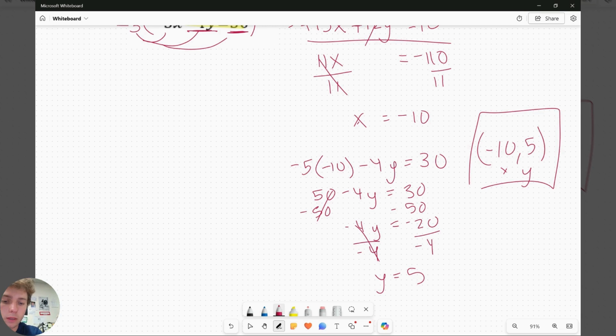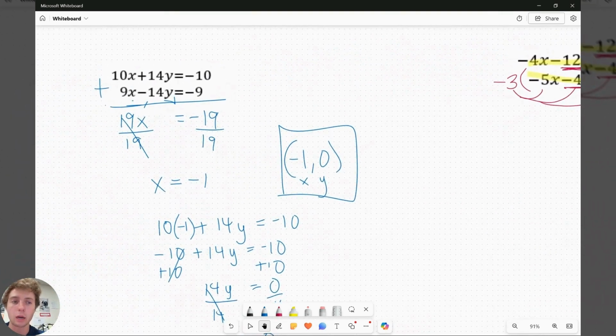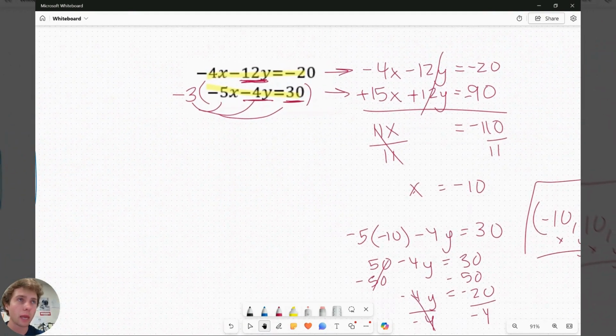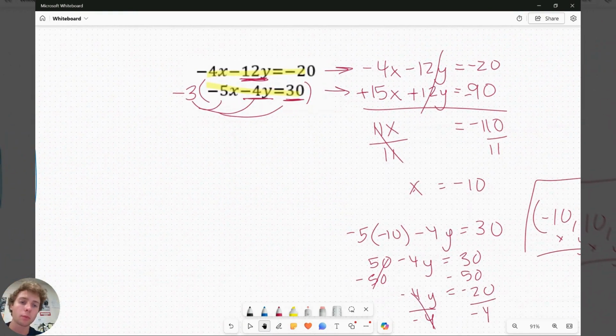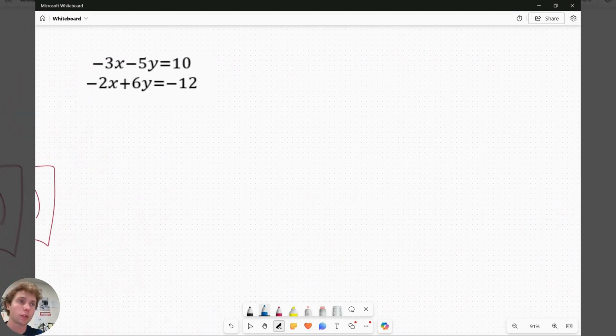There we go. So when we go through this process, the first one had opposite terms. The second one, we made opposite terms pretty quickly by multiplying one equation. Let's look at this third and last example for this video. On this one, what I notice is 2 does not multiply into 3. 5 does not multiply into 6. So I can't necessarily multiply one equation by something to create opposites.